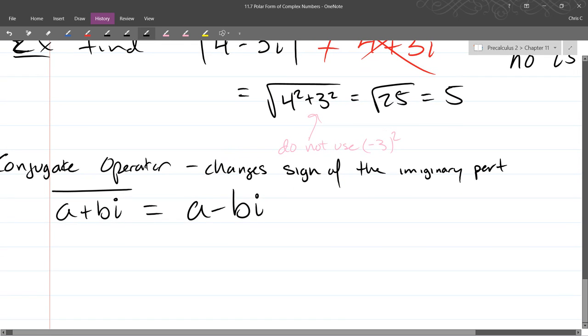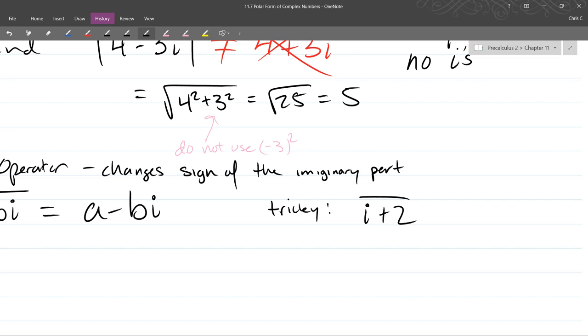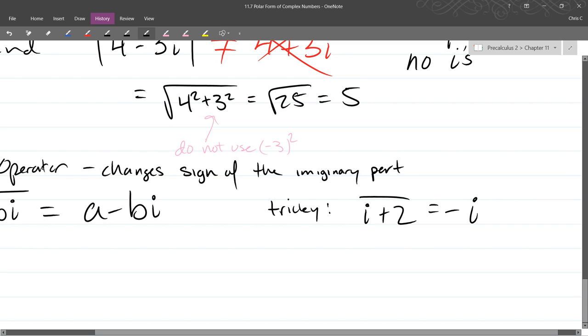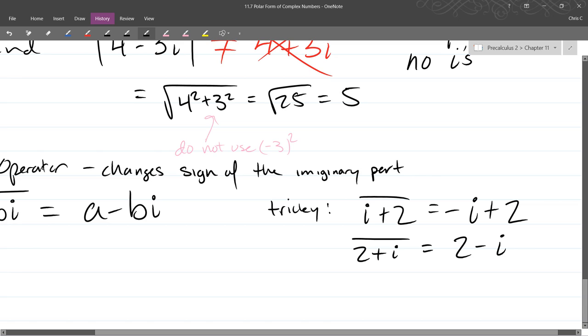So I could try to trick you. What is the conjugate of i plus 2? Negative i plus 2. It's probably better to reverse the order, 2 plus i, and then find the conjugate that way. Addition is commutative. So real part first, imaginary part second, and now it's much more obvious, 2 minus i.